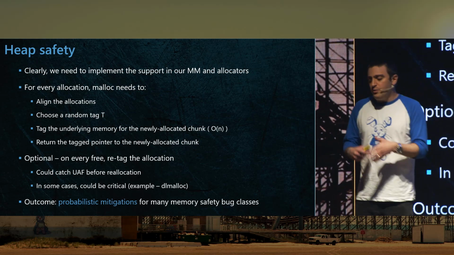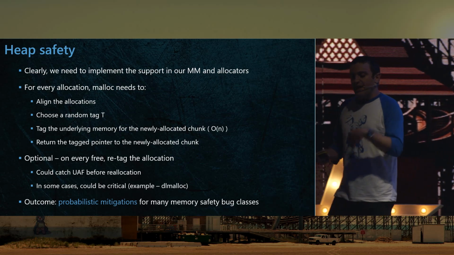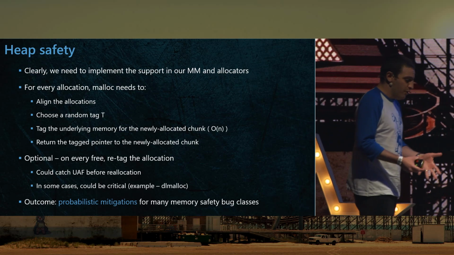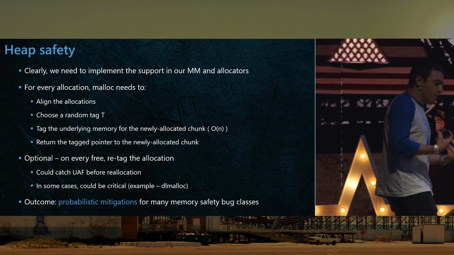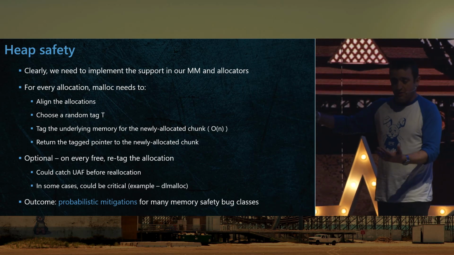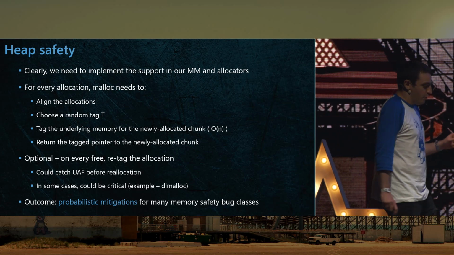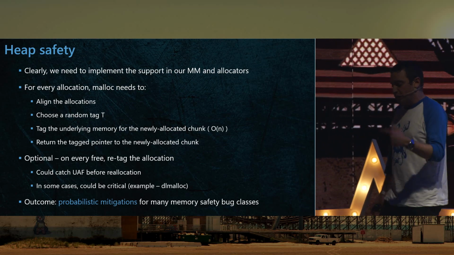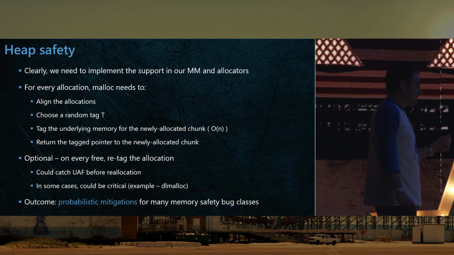Okay, now if we want to talk about memory safety, we need to talk about heap safety. So clearly I need to implement all of the support in the memory management and in all of the allocators, because the allocators are the ones that generate new allocations. And we need the allocation API to actually retag all of the memory lines in your allocation, right? And we clearly need to get a tagged pointer back. Now, this is optional. On free, you could actually retag allocations. This will help you to catch some use after frees even before reallocation, which is really, really nice.